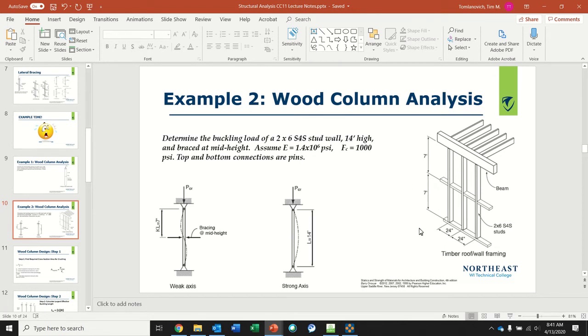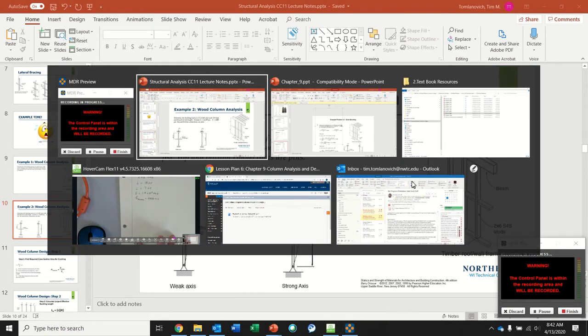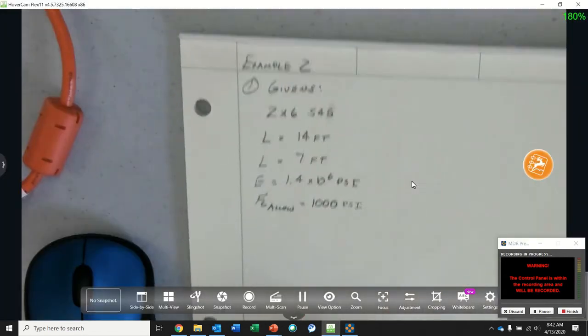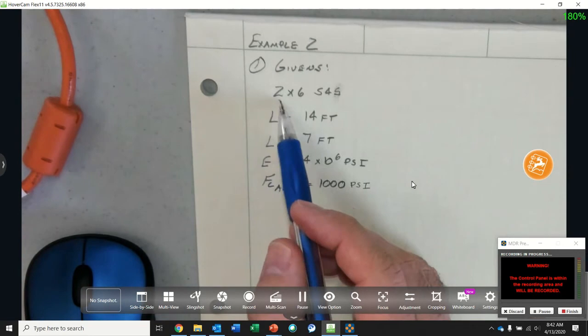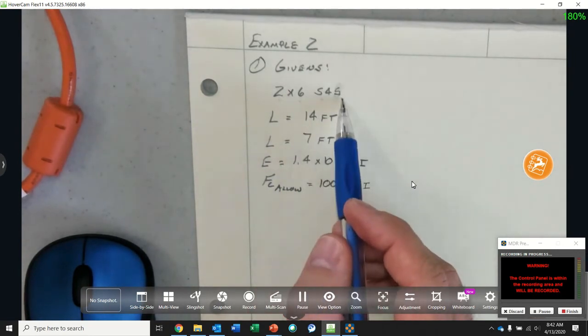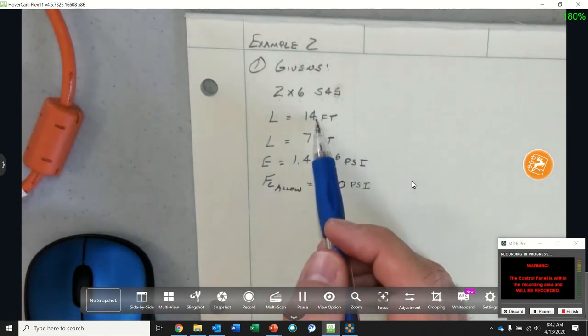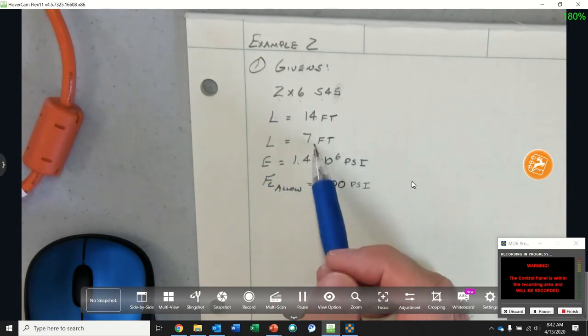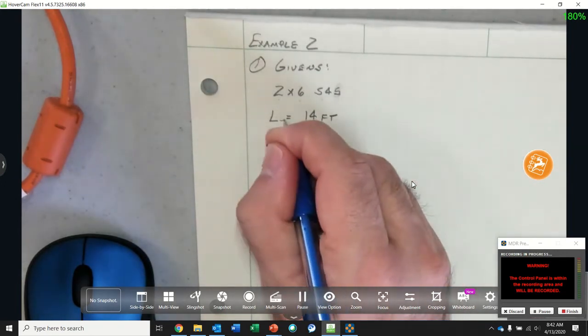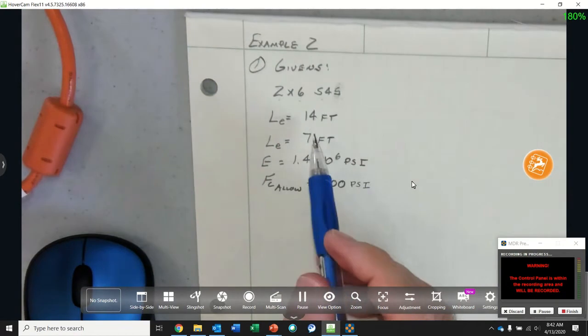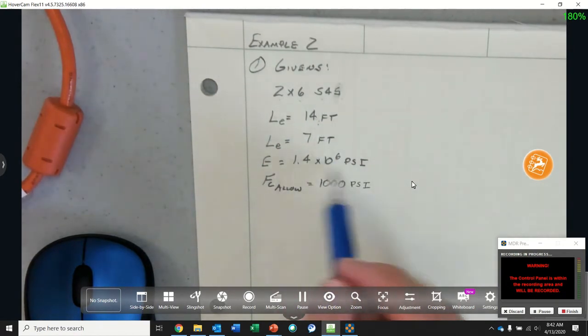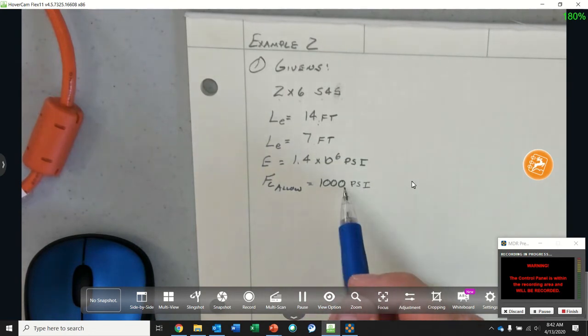So first thing we've got to do, let me go back to the document cam. Here's example 2. We know it's a 2x6 S4S. My length is 14 feet without bracing, and my length is 7 feet with bracing. I'm going to put LE here. This stays the same, and this stays the same.